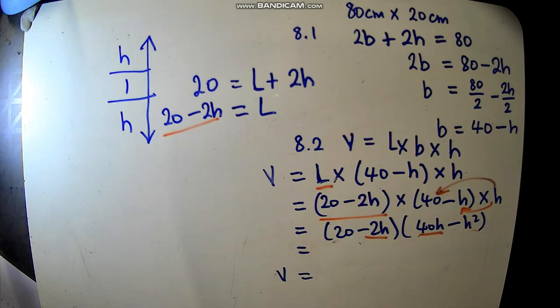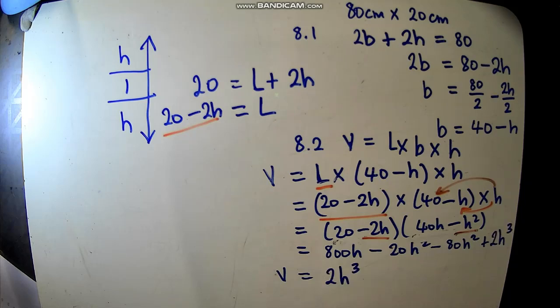Foiling all of that out will give us, so 20 times 40 will give us 800h. Then we're going to say 20 times negative h squared. Next step is 2h times 40h. And a negative times a positive is a negative. Then the last terms which is minus 2h, and negative h squared, multiplying that out, a negative times a negative is a positive, and that will give us 2h cubed.